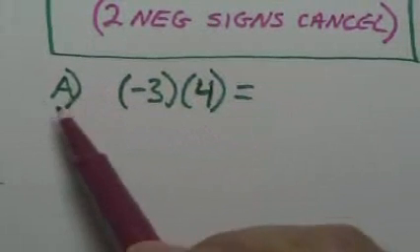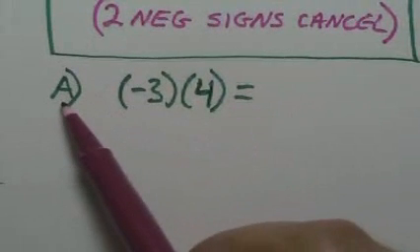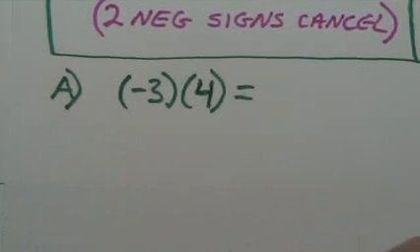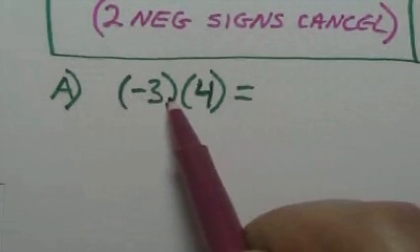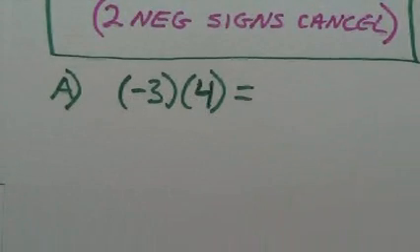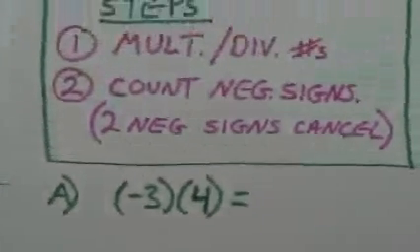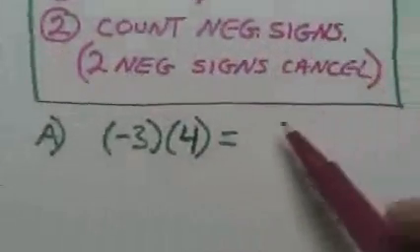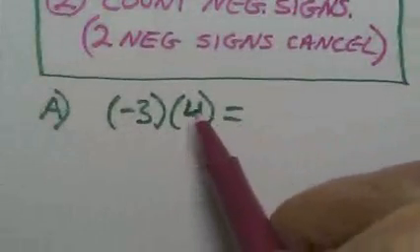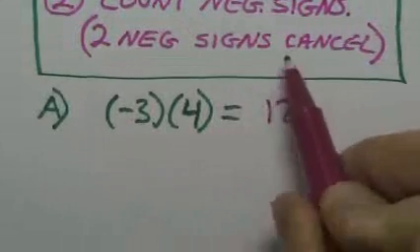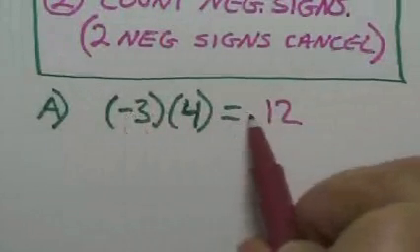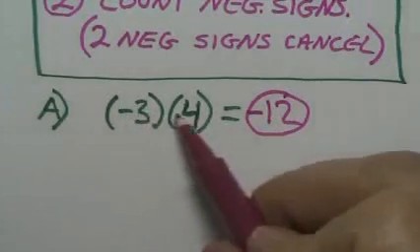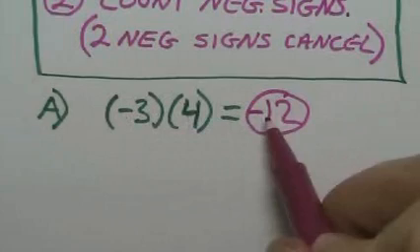Now, rather than use numbers, I'm going to use letters, and we'll go all the way up to the letter K, A through K. So here's our first example, negative 3 times 4. Remember, our steps are multiply or divide, and then count the negatives. Two negatives cancel. So I multiply 3 times 4, that's 12, and I count the negatives. There's one negative, so the answer is negative. Two of them cancel, but I don't have two of them. I do have one, so the answer is negative.